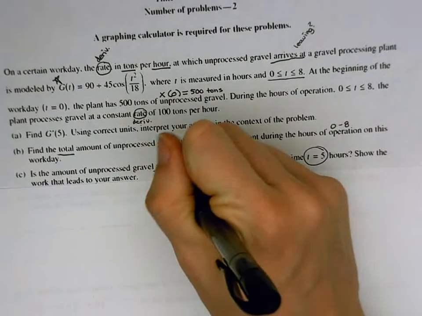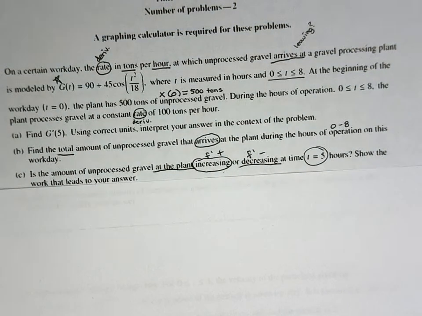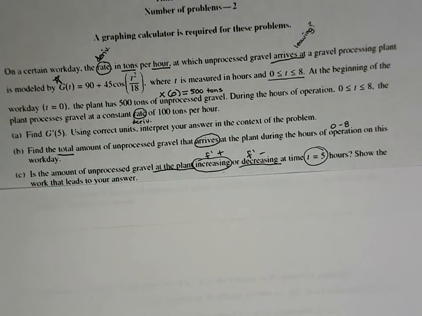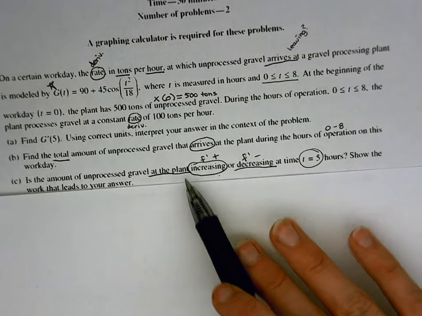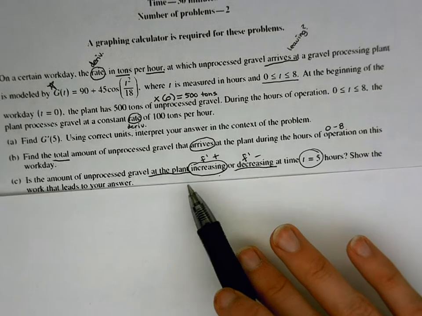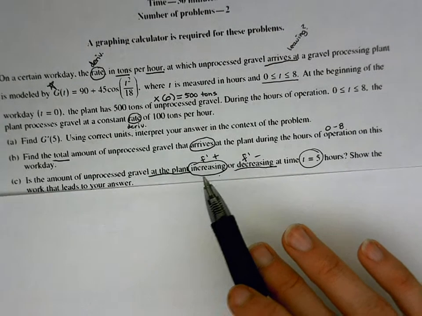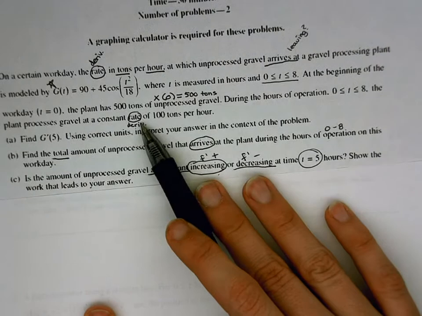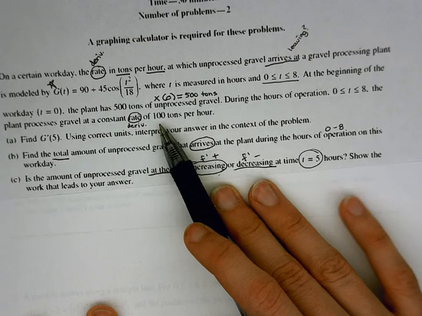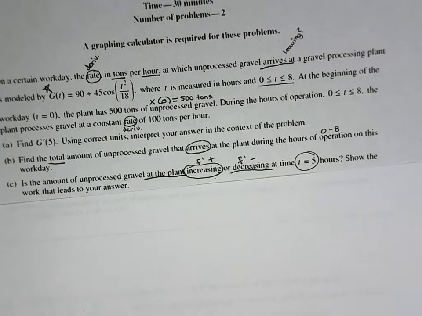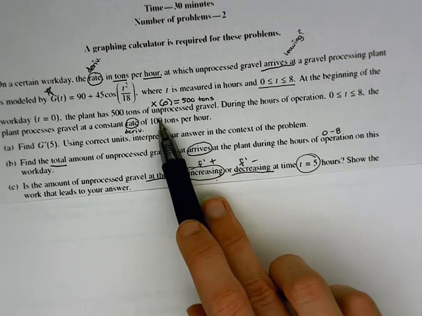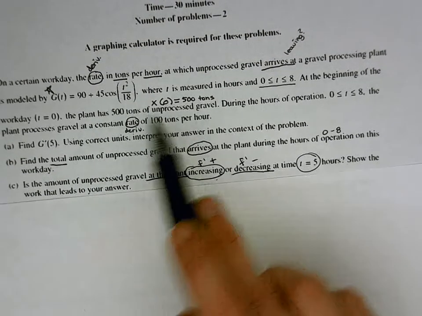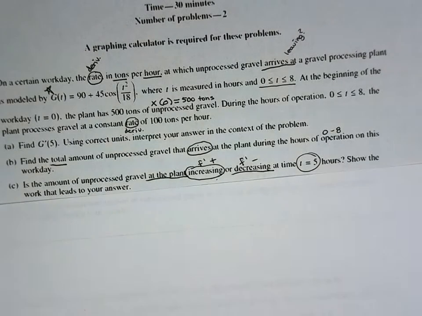So this isn't just G of t, right? This matches those water problems we've done already, with water going into a container and coming out of a container. This isn't just G of t, because G of t is just what's arriving at the plant. You also have what's being processed, what's leaving the plant, and we were given that rate as well. That rate was 100 tons per hour. And so the rate that's happening at the plant is the interaction between those two: the amount coming in minus the amount leaving. My G of t minus my 100. Comes in, goes out. If you subtract that, that's what's at the plant.